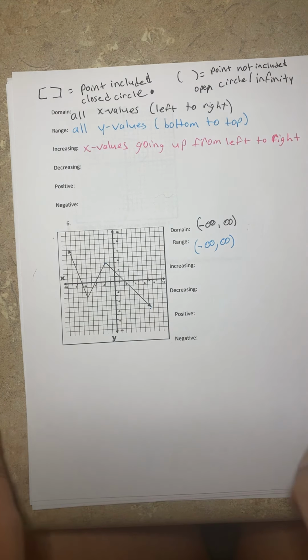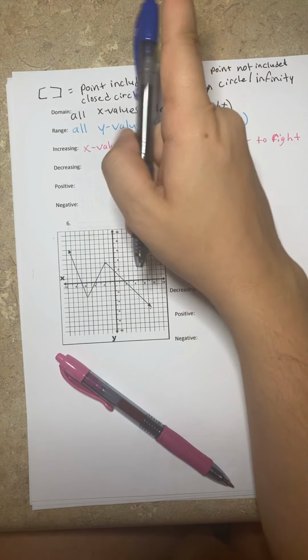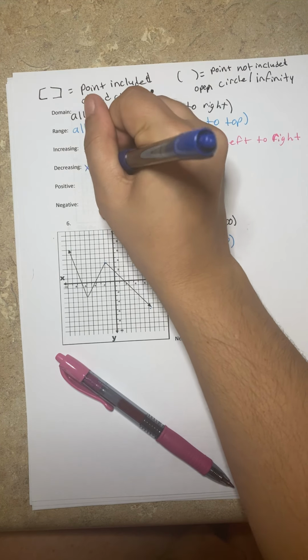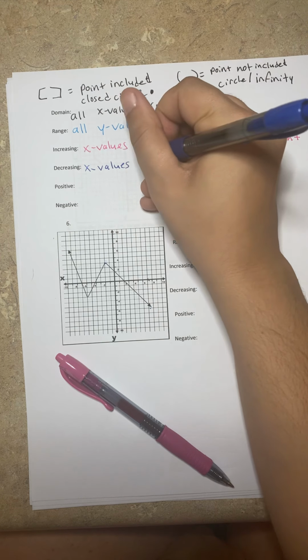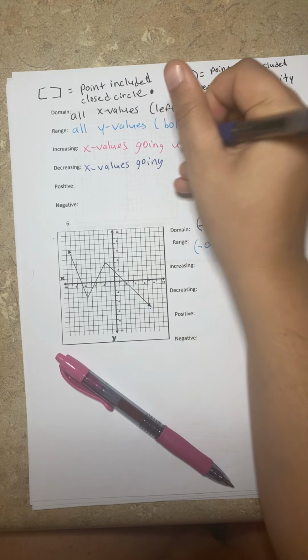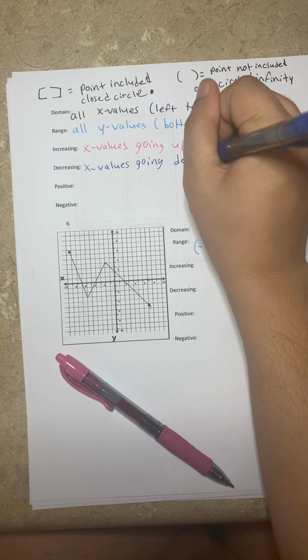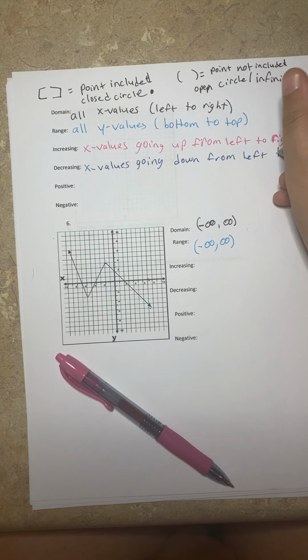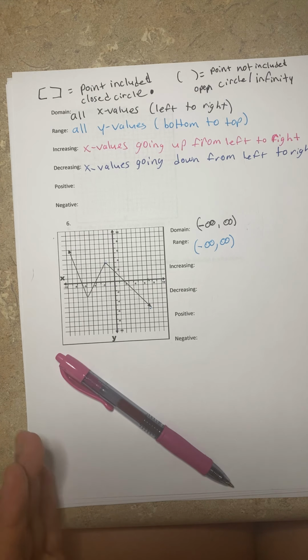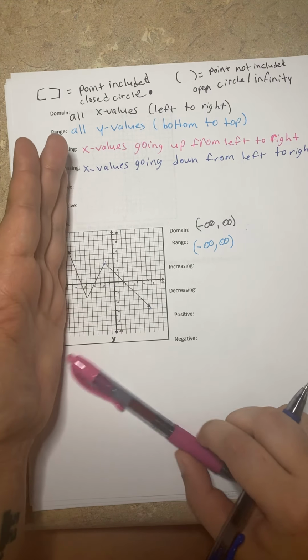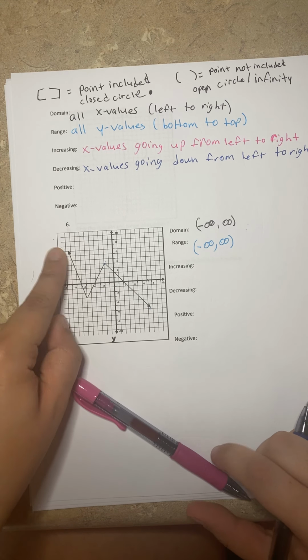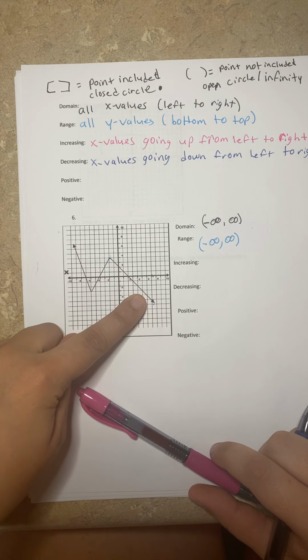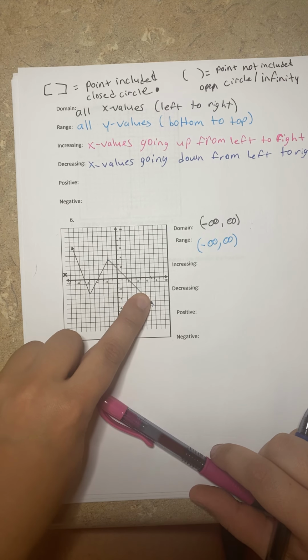And then my decreasing is my x values going down from left to right. And we always start at the far left and read our graph going left to right. And so what I mean by that is, remember we talked about looking at it like a roller coaster. So notice from left to right it's going down, then up, and then back down. So that's decreasing, increasing, and then back decreasing.